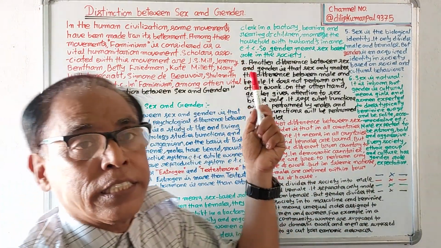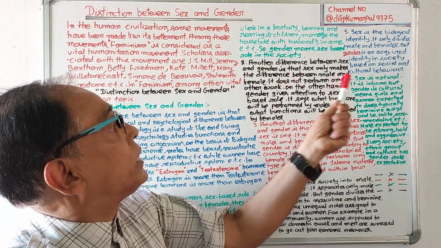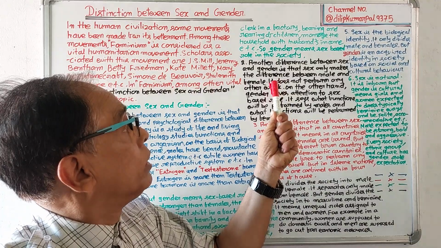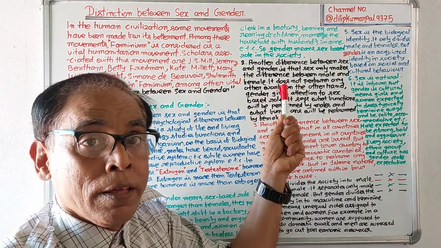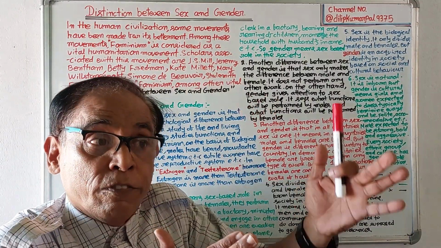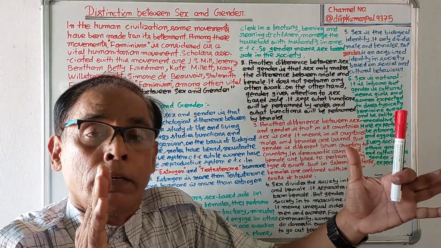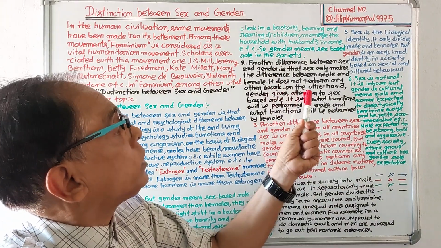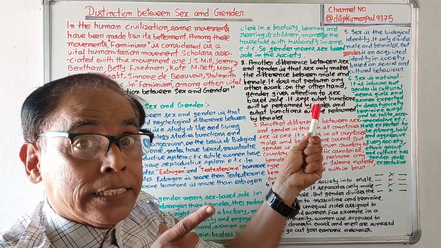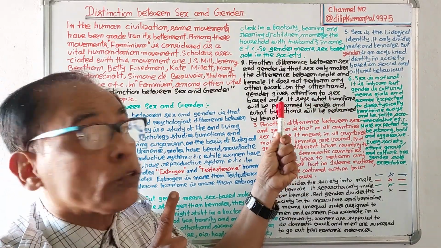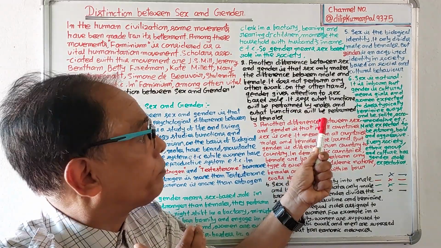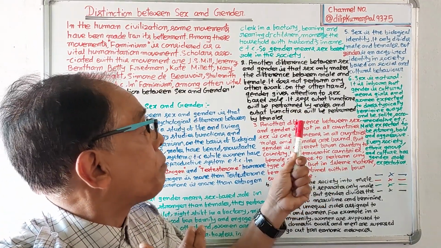The second difference between sex and gender is that sex only makes a difference between male and female, nothing else. It does not perform any other work. On the other hand, gender gives attention to sex-based work. It says what function will be performed by males and what function will be performed by females.